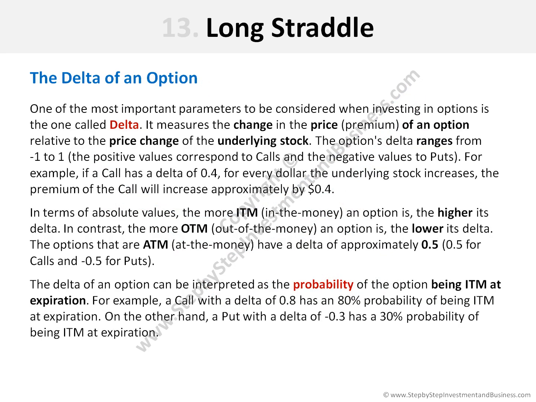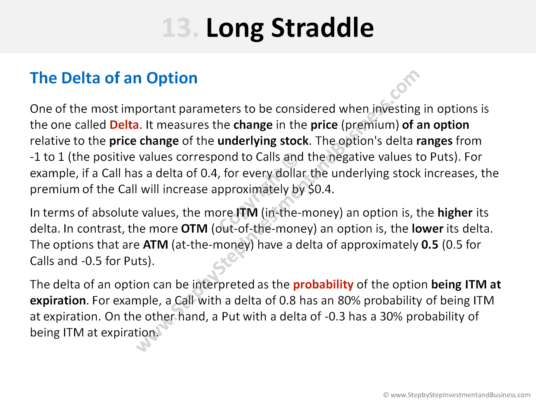Now let's see what the delta of an option means. One of the most important parameters to be considered when investing in options is the one called delta. It measures the change in the price of an option, that is, the premium, relative to the price change of the underlying stock. The option's delta ranges from -1 to 1. The positive values correspond to calls and the negative values to puts.